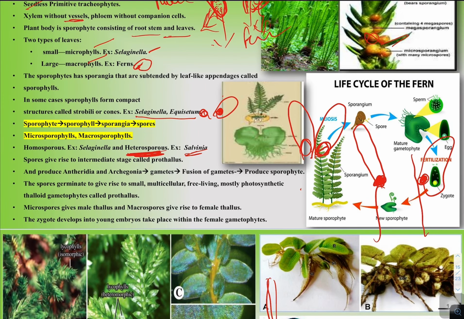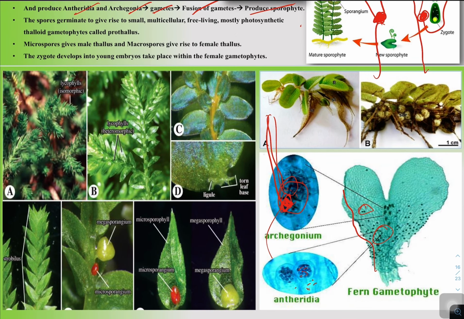The spores produce an intermediate stage called prothallus. It produces Antheridia and Archegonia. They produce gametes. These gametes fuse together to form zygote. This zygote produces a sporophyte. The spores germinate to give rise to a small multicellular free living, mostly thalloid, photosynthetic structure. This prothallus is nothing but a gametophyte.